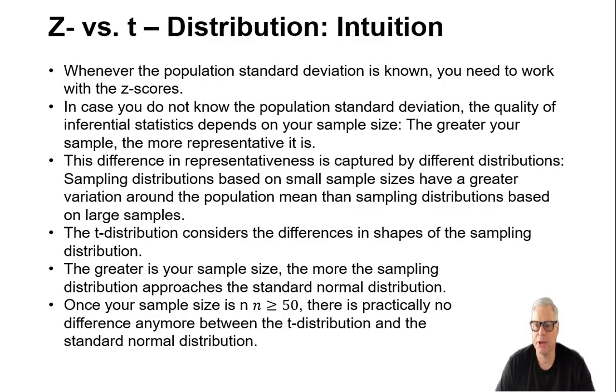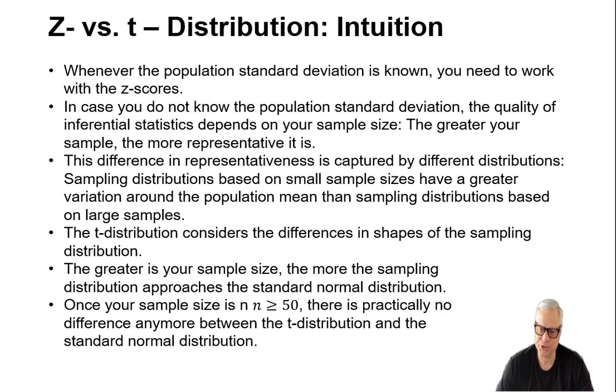Whenever the population standard deviation is known, you need to work with the z-scores. In case you do not know the population standard deviation, the quality of inferential statistics depends on your sample size. The greater your sample, the more representative it is. This difference in representativeness is captured by different distributions. Sampling distributions based on small sample sizes have a greater variation around the population mean than sampling distributions based on large samples. The t-distribution considers the difference in shapes of the sampling distribution.